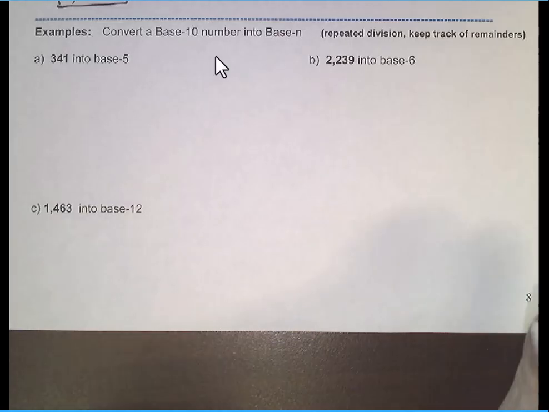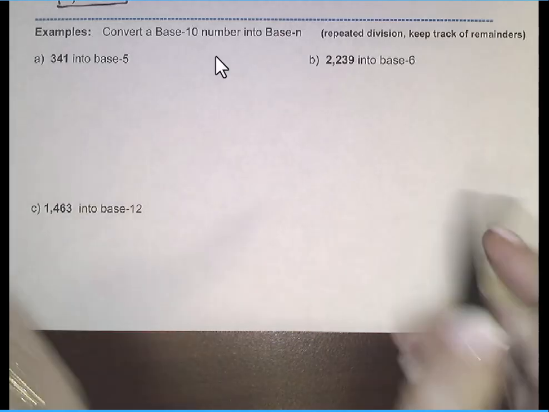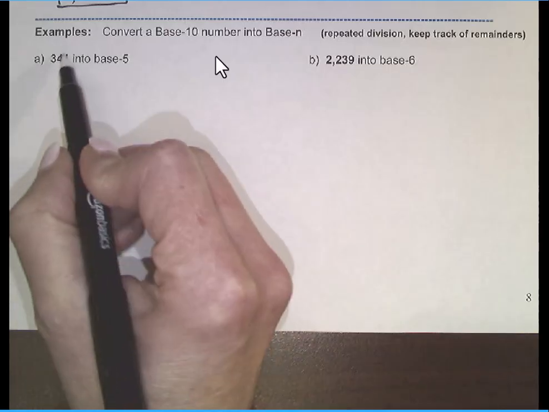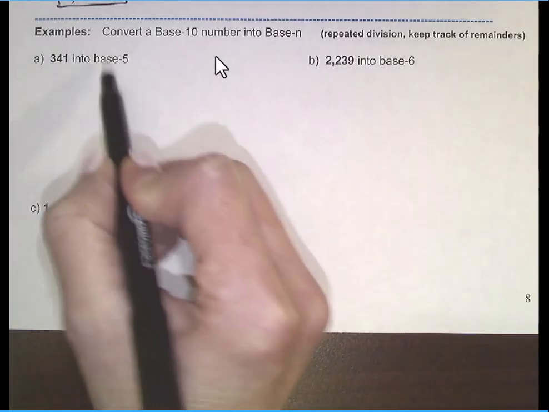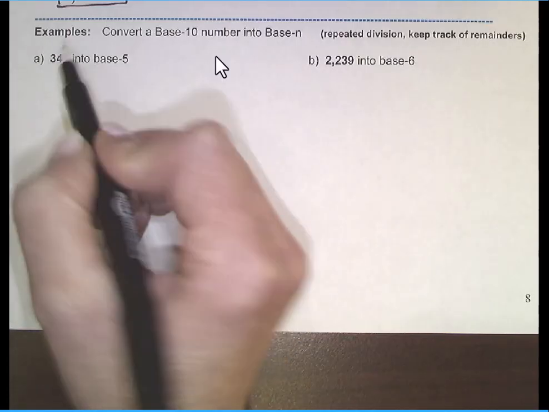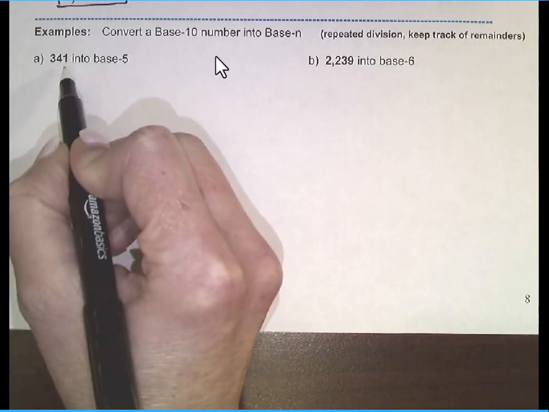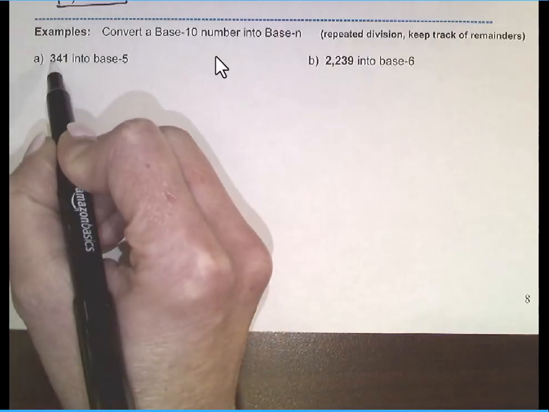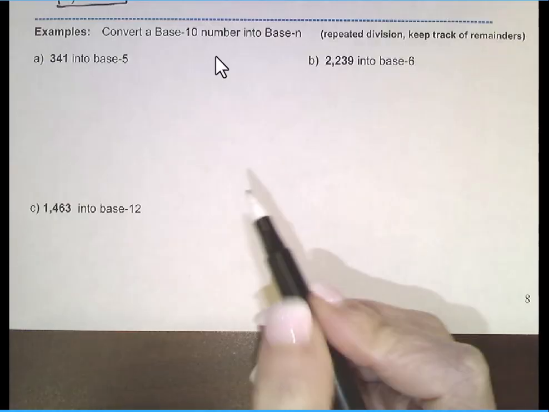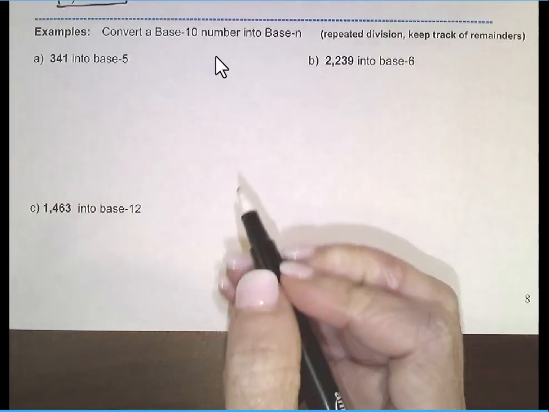And it involves a little bit of long division, but it's not too bad. So we're going to do repeated division, and we're going to keep track of our remainders, and you'll be surprised how easy you'll be able to come up with your answer. So we've got the number 341, but we want to convert it into base 5. So 341 is a base 10 number. Remember, if you don't write anything, it's assumed to be base 10. So 341, we want to convert it into base 5, which means we need to divide out all the 5s we can. And so we're just going to divide by 5.